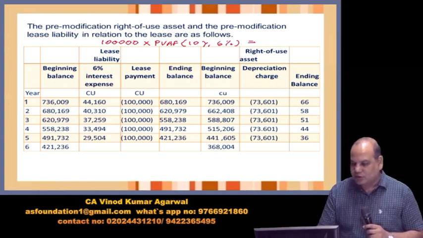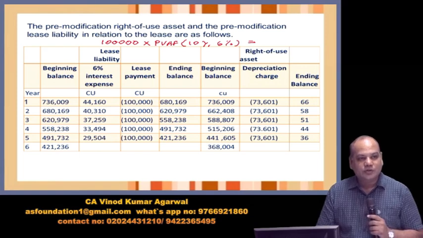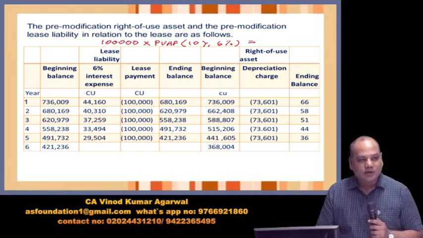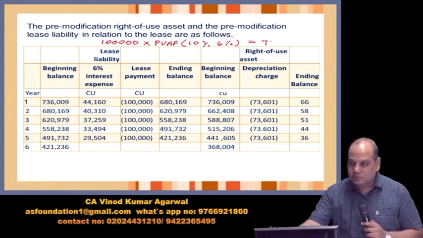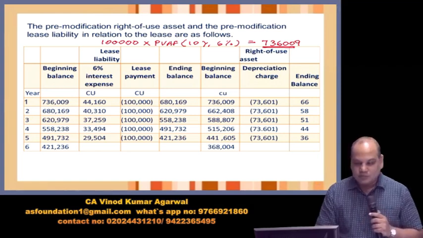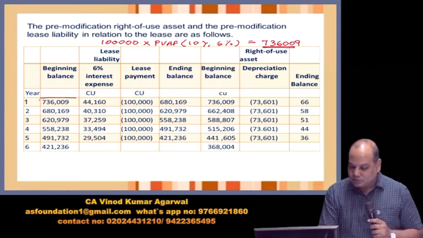So dear student, take your calculator. 1 divided by 1.06 equal to 10 times. Press GT function. You will get some factor multiplied by 1 lakh equal to 7 lakh 36,009 you are getting. This working note first you will prepare. Opening balance of lease liability and right of use asset based on original numbers. Now bring this number here in this table.